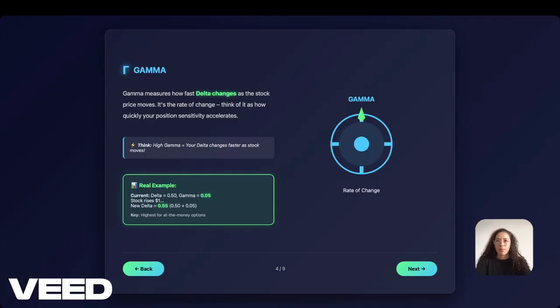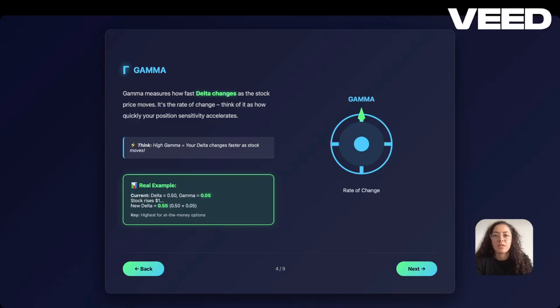Then you have gamma. Gamma measures how fast delta changes. So if the rate of change is high, it means that the delta will gain value faster. For example, if you have a delta at 0.50, a gamma 0.05, the stock rises $1, the new delta is 0.55 because we added the gamma 0.05. It's linked to the delta.